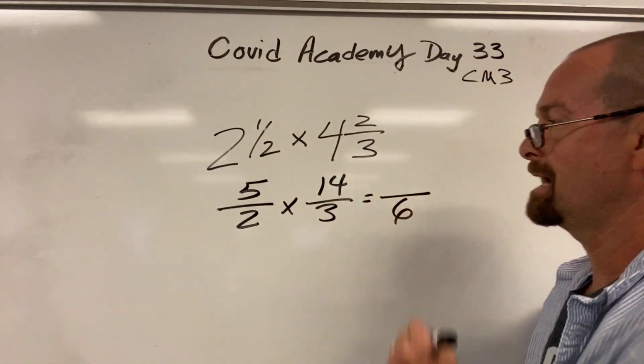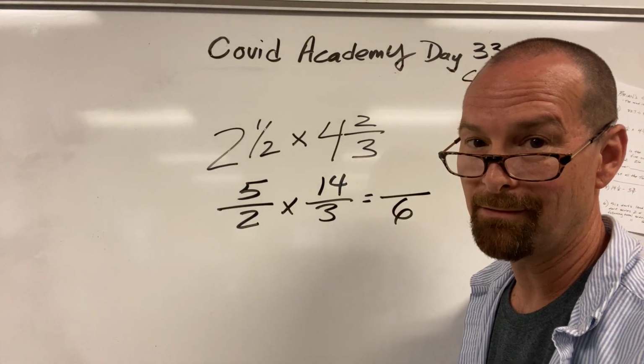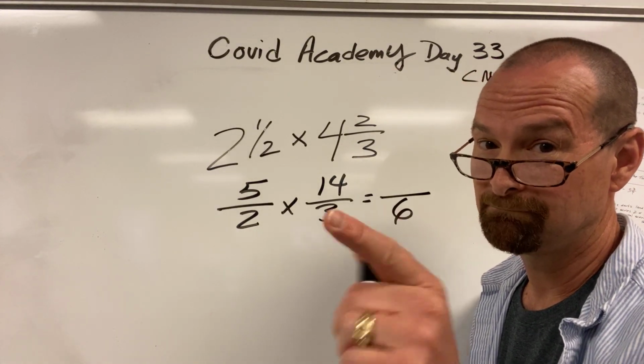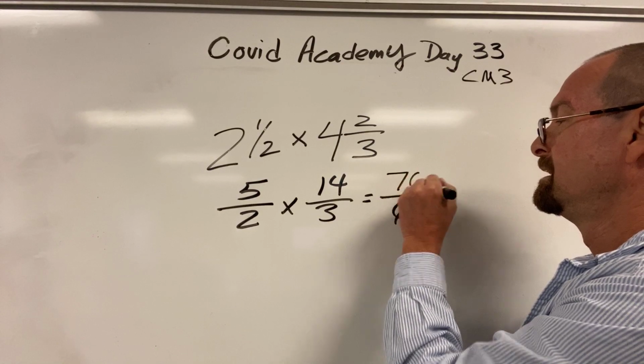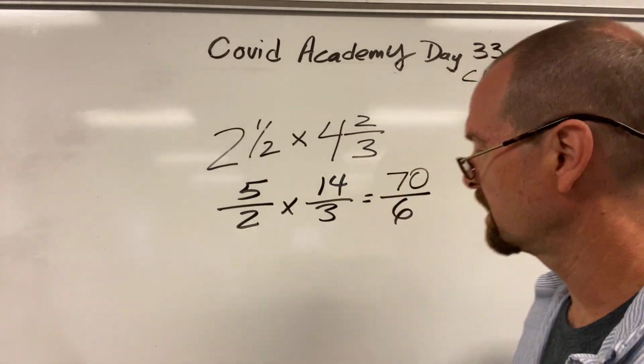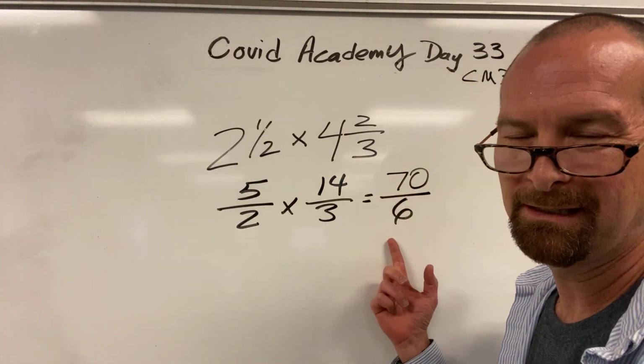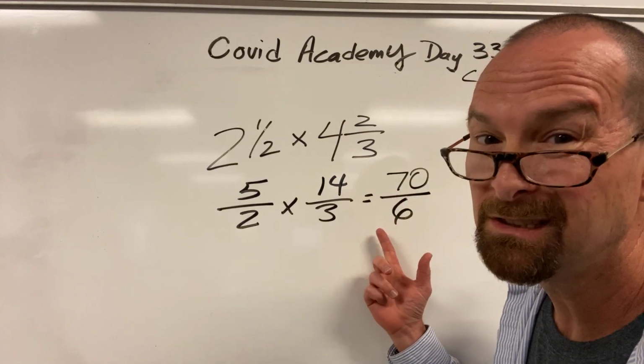We get a 6 on the bottom. That's easy. But 14 times 5, do you know that off the top of your head? It's 70. Now we got a whole new problem. We got to figure out, we can't leave that. No, you don't leave the top one bigger than the bottom. You just don't do it.